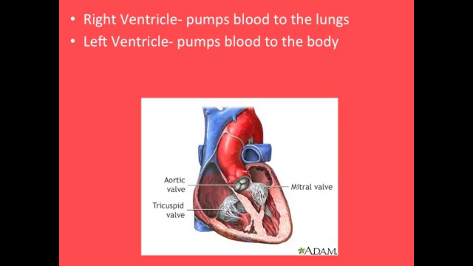So again, we can review that. On the right-hand side, the blood has a lower concentration of oxygen, so it needs to be pumped to the lungs to pick up oxygen. On the left-hand side, the blood has oxygen in it, so it's going to be pumped to the rest of the body so that that oxygen can be delivered to your other organs and the rest of your body.